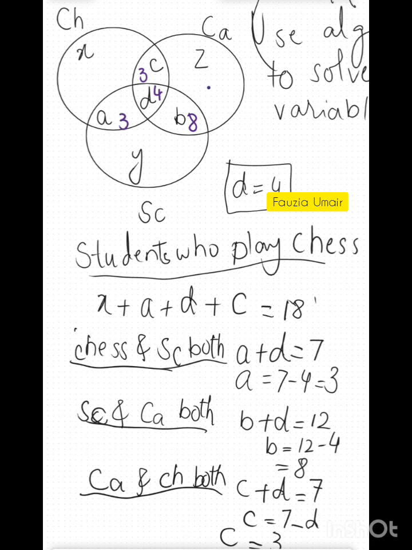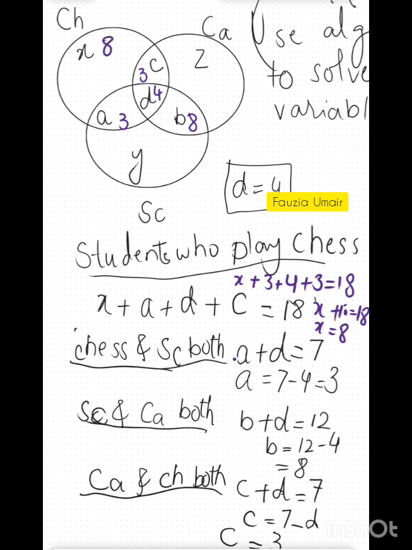So now let's find X, Y and Z. The equation we made in the start, we can use that equation to find X now. X plus 3 plus 4 plus 3 is equal to 18. So from this equation you can calculate that X is equal to, if you add them, it is 10. So X would be 8. So you can put this value here, that X is equal to 8.